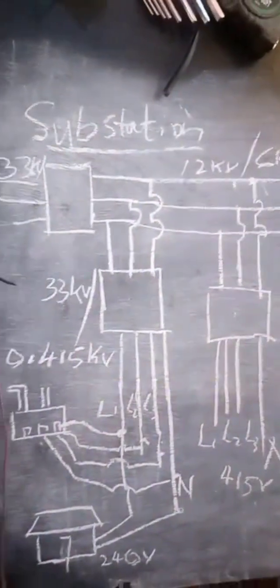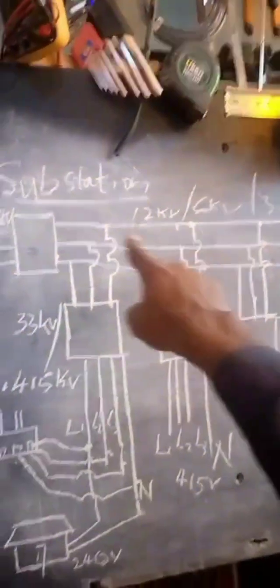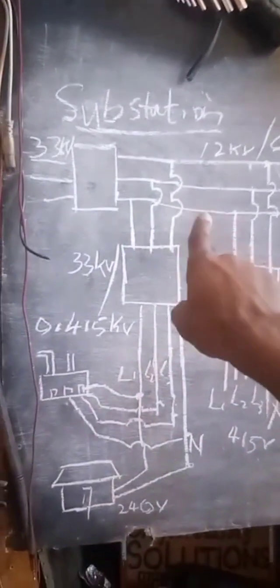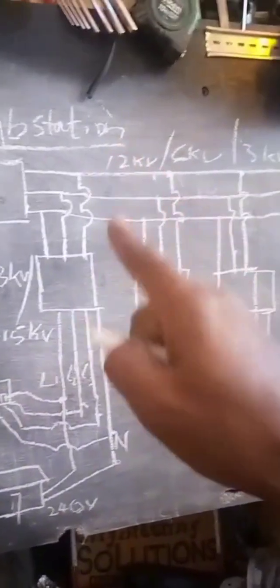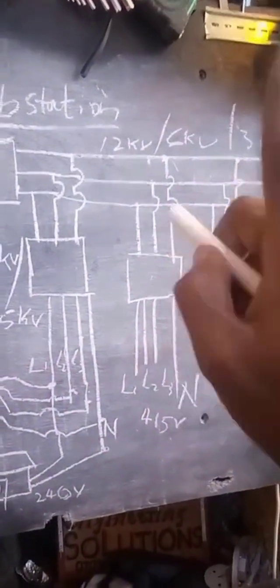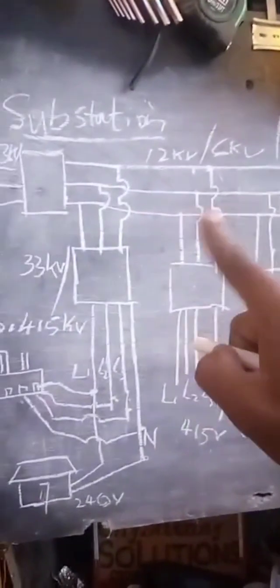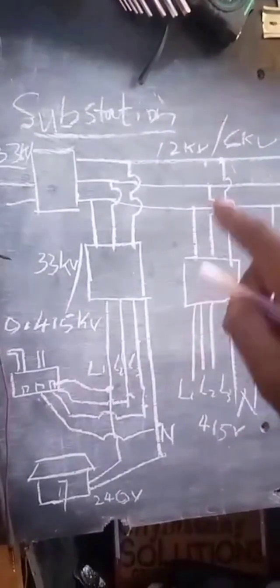So now remember, in this distribution line we need to have protective gadgets. Now our protective gadgets must be able to protect our transformers and must be able to protect our power line. So I will be able to indicate what kind of gadgets we use to safeguard our distribution systems.